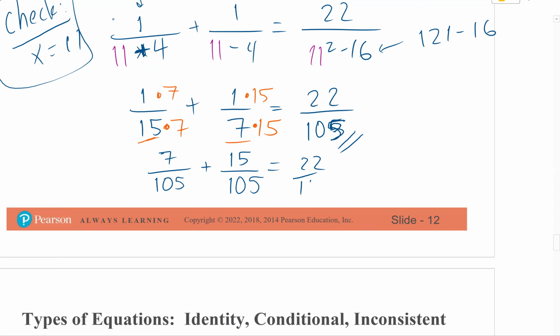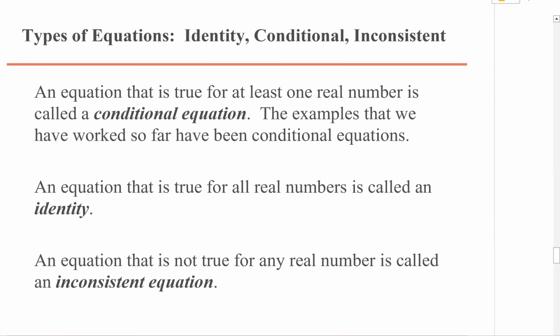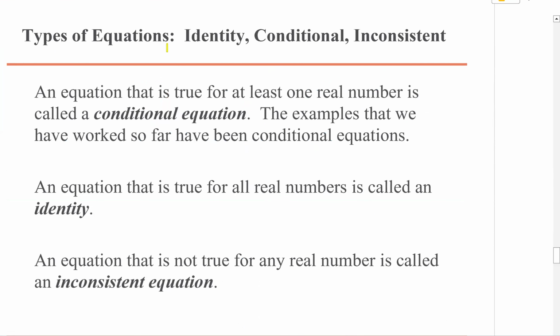Is that true? Oh, I think it is, because look at these numerators add up to 22. So it really says 22 over 105 equals 22 over 105. I don't really know what 22 over 105 is, but that's true. That something equals itself. Boom. Man, we're good. As a team, we are good, my friends. This is good. This is fun. Let's do this every day.